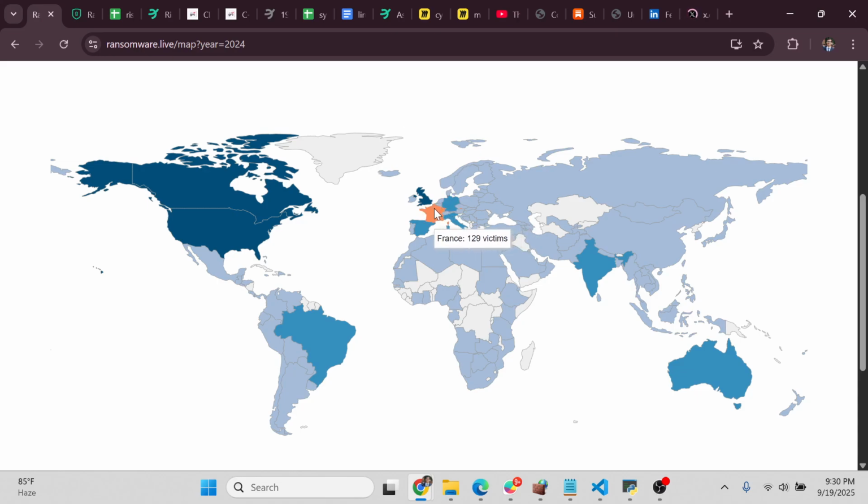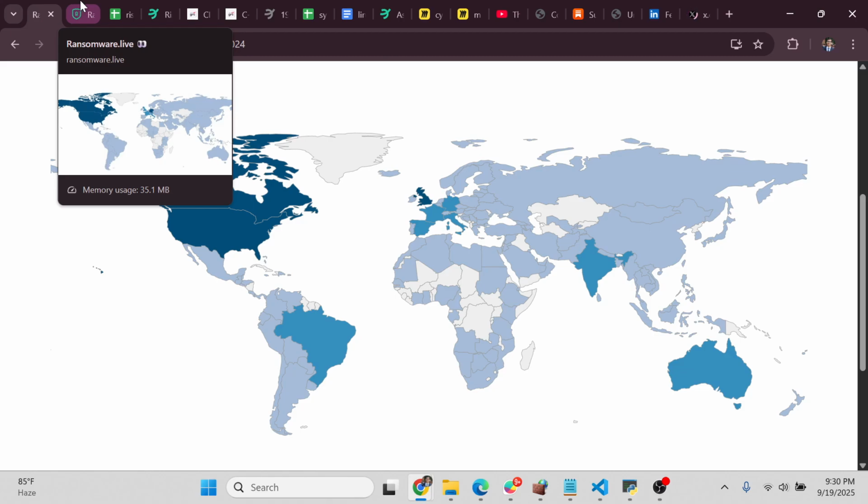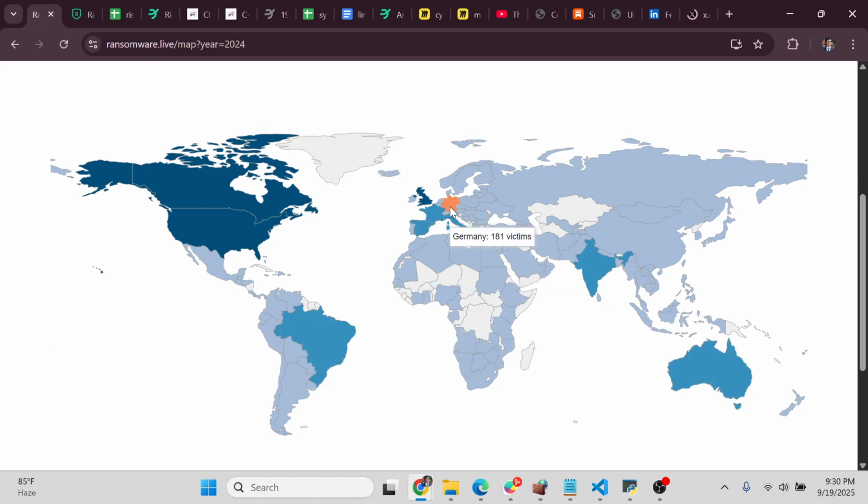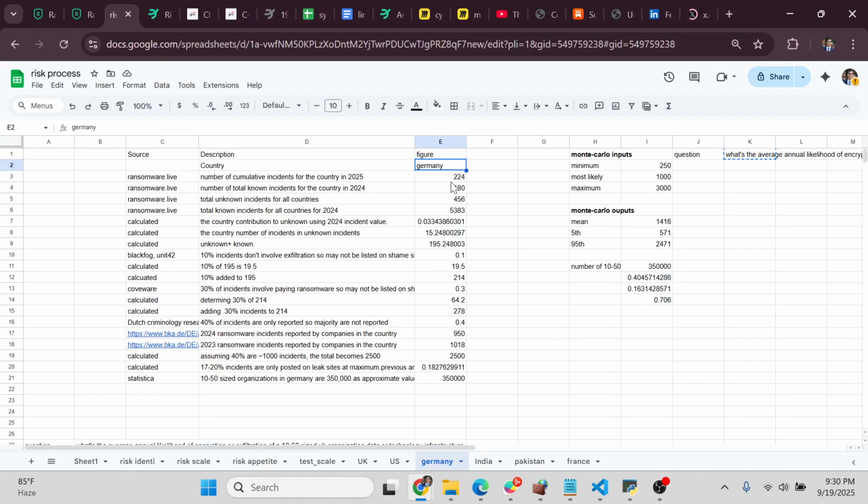So it's not the full number of ransomware victims. It just gives us some understanding, a starting point at least, because we need data and we're short on data here. So it's a good source of information. For 2025, we have 231 so far. For 2024, we have 181. So this is what we're using.